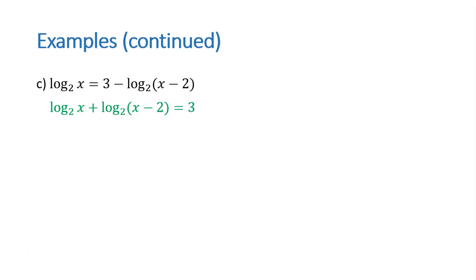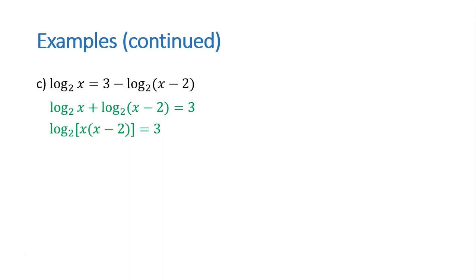They both have the same base and they're added together, which means that we can apply the product rule for logarithms. The product rule states that if we have two logarithms added together, then we could combine them into one logarithm with multiplication on the inside. So these two added logarithms become a single logarithm with an input of x times x minus 2.